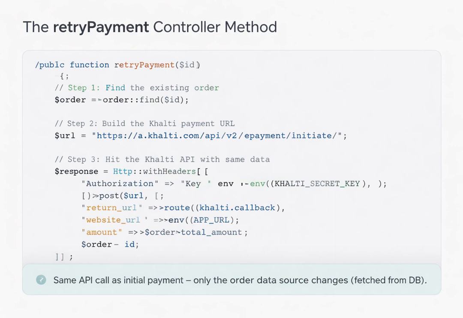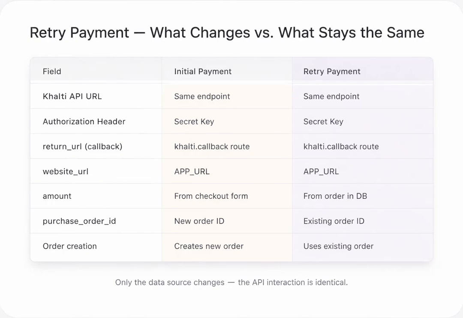The only difference is that instead of getting the order data from a fresh checkout form, we're pulling it from the database. Let's compare the initial payment and the retry payment side by side. The Culti API URL, same. The authorization header? Same. The return URL for the callback? Same. The website URL? Same.